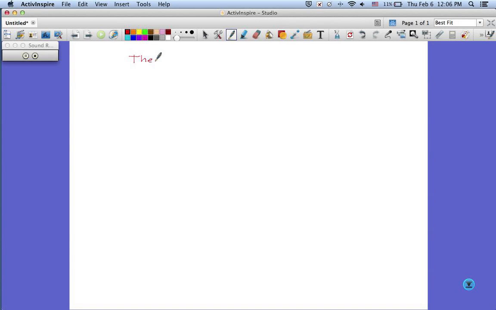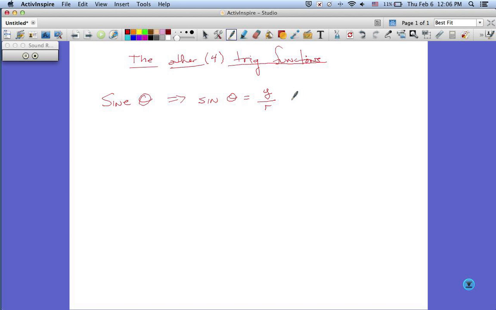Trig functions. There are 4 other trig functions, at least one of which you have heard of before. Just to recap our previous video, the sine of an angle, which we refer to as sine theta, dropping the e, is equal to the y value over the radius. In a unit circle where the radius is 1, this is just the y value, the y coordinate.